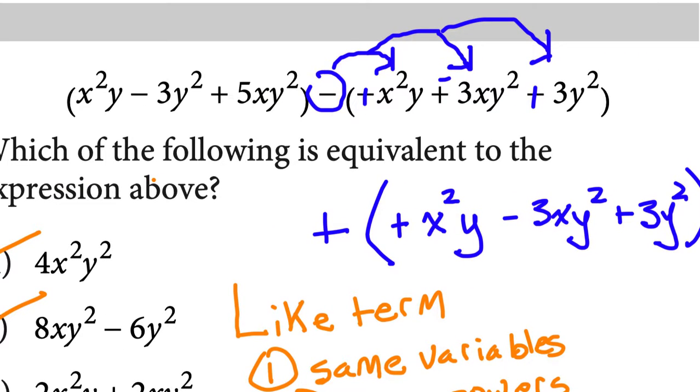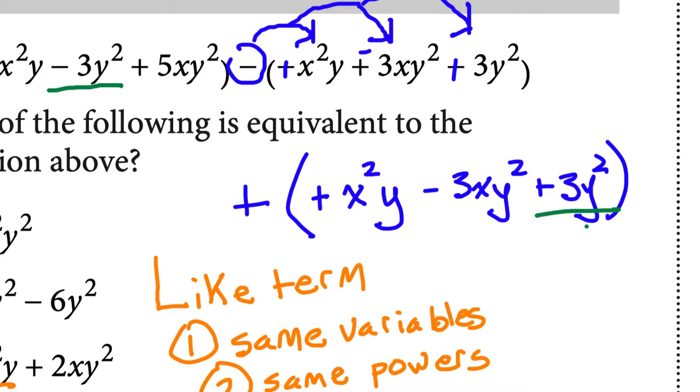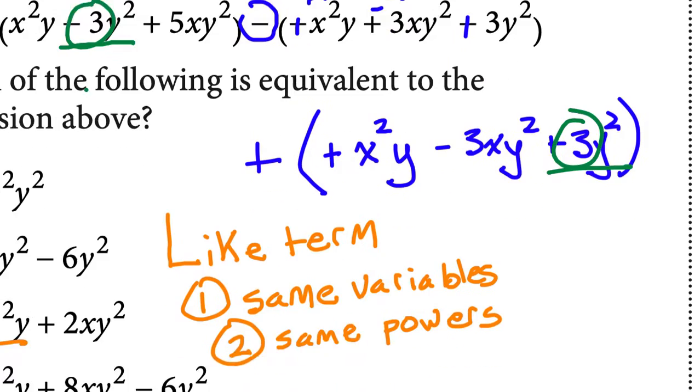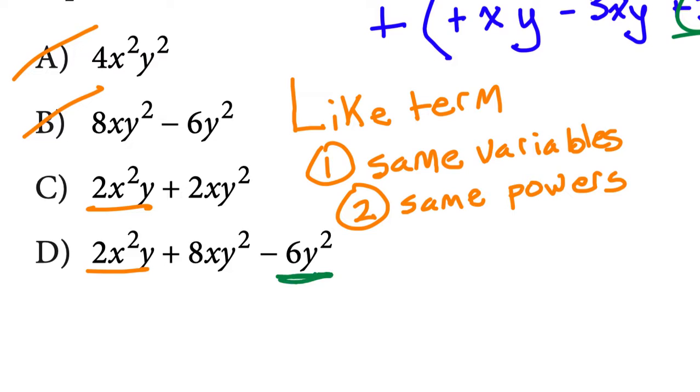All right, next, I'm going to combine like terms. So I see a negative 3y squared. Do you guys see another 3y squared? There it is, 3y squared. What is positive 3 minus 3? That is 0. There should be 0 y squareds. This one has y squareds in it. There shouldn't be any y squareds. Just from that, we know the answer is C.